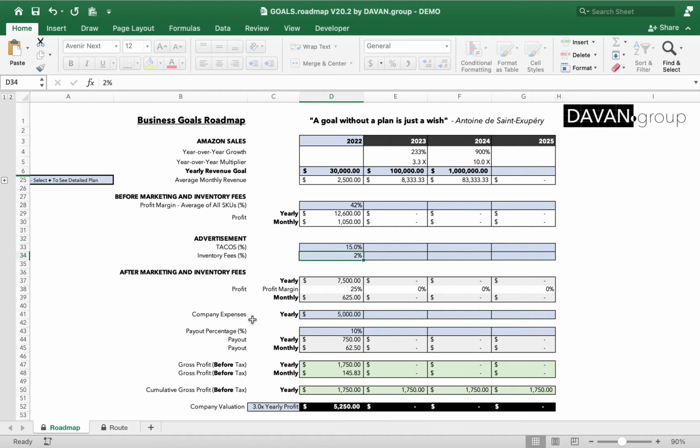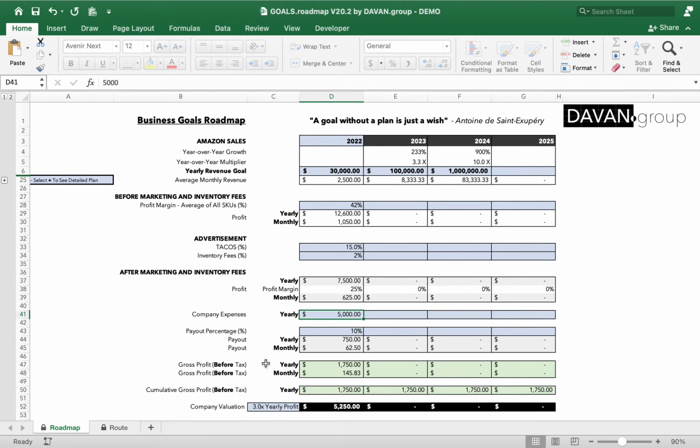If we add in all of our company expenses for the year, so this could be subscriptions to software or accounting fees, legal fees, anything like that, just go ahead and put in a rough estimate. We'll say $5,000 a year. You can put in a payout percentage. How much do you want to pay yourself out, right? So we can put, let's say, 10% in here. Then it'll show you that in the first year, you'll only pay yourself out $750. I mean, you're starting the business, which is monthly $62.50.